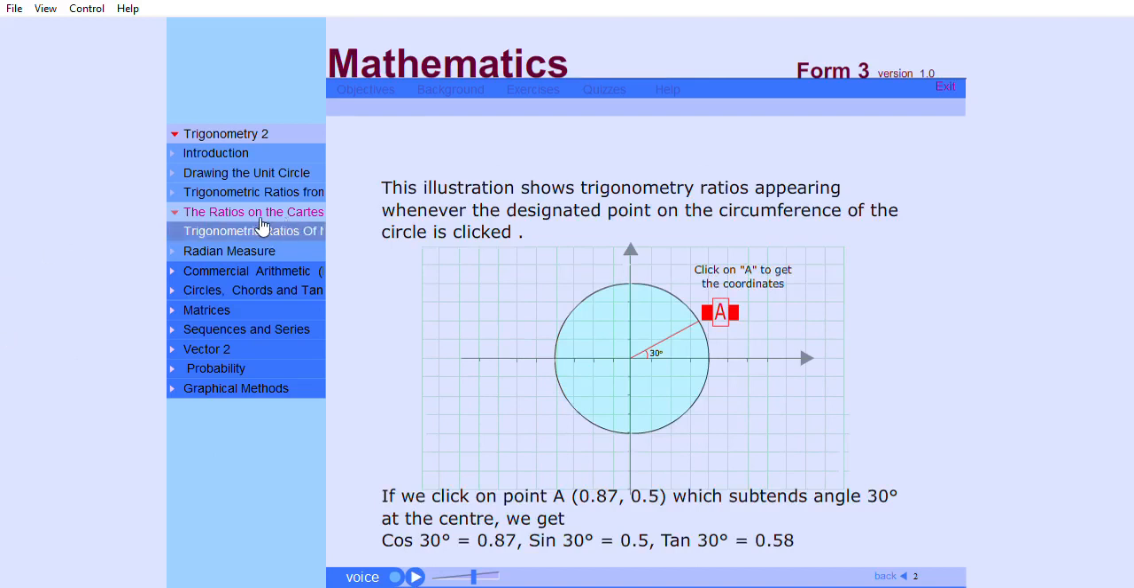For example, if we click on point A, whose coordinates are 0.86 and 0.5, where the chord OA subtends an angle of 30 degrees at the center, we get cosine of 30 degrees is 0.86. Sine of 30 degrees is 0.5. Tangent of 30 degrees is 0.58.